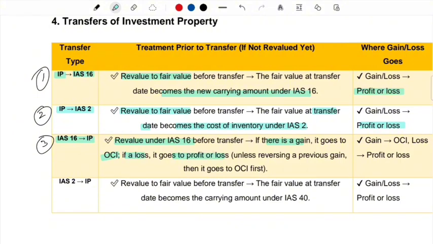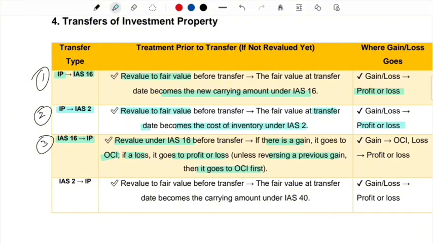If you're unsure, go back to my previous videos. We have discussed the subsequent treatment under IAS 16. Okay. Then loss will go to the profit or loss unless reversing a previous gain, then it goes to the OCI first. So if you have a previous gain sitting related to that property, then you have to take that loss and first eat the revaluation gain before taking the net loss to the profit or loss. Okay, this is just a revision statement.